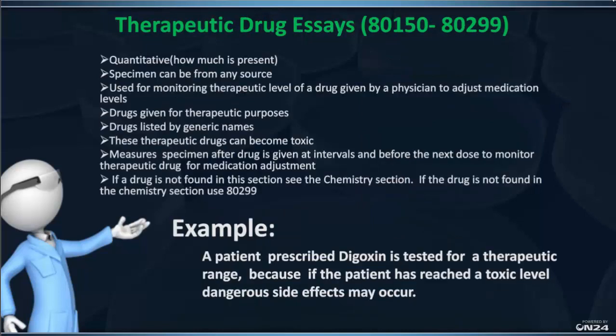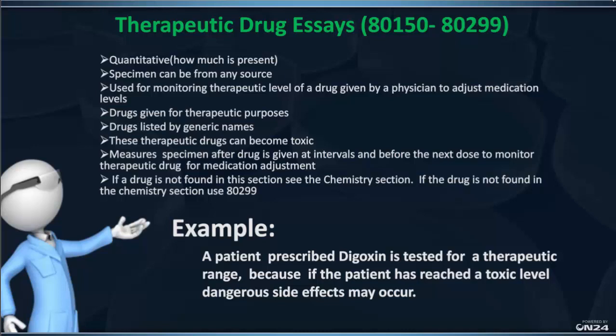Therapeutic drug assays 80150 to 80299. These tests are based on quantitative, which is how much is present. There are some drugs that must be maintained at a therapeutic level to work properly. And then there's other drugs that if a patient is given too much of it, it can become very toxic and poison the patient, which most drugs can become toxic. These codes can be from any source, okay, but usually they're from the blood.